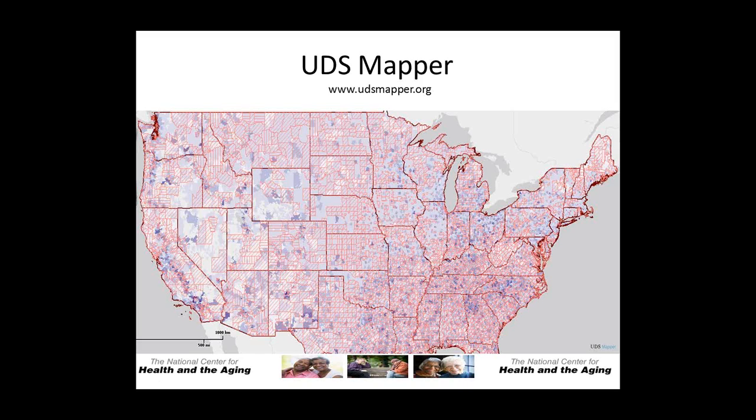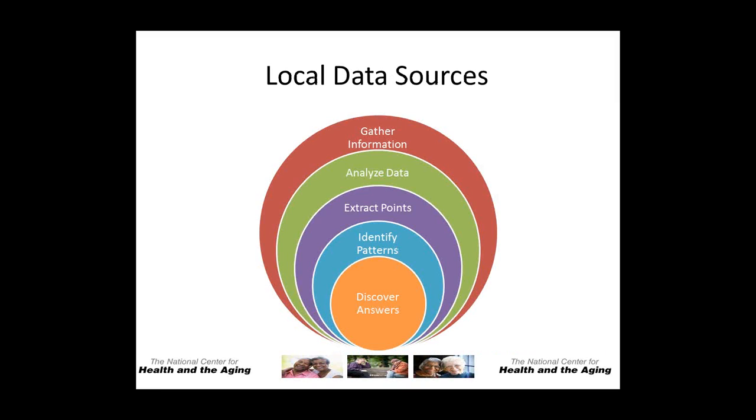Rachel will talk more about the UDS Mapper in her part of the presentation. So we talked some about federal resources and even a little bit about the state resources. And now when we talk about local resources, that includes state, county, city, or your particular place of practice, whether that's the private practice, the health center, the hospital, or anything similar.